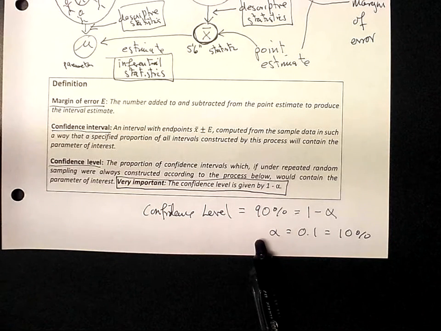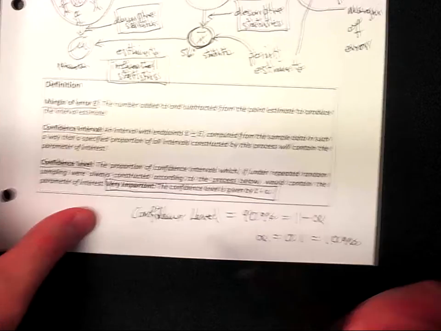So from the simple expression of I'm 90% confident that, we can now figure out what alpha is. Doesn't matter what it is, right? If I tell you that I'm 95% confident, how big is alpha? 5%. If I tell you that I'm 70% confident, what's alpha? 30%. Everybody get the gist? All right, cool. So that alpha, though, is extremely important.